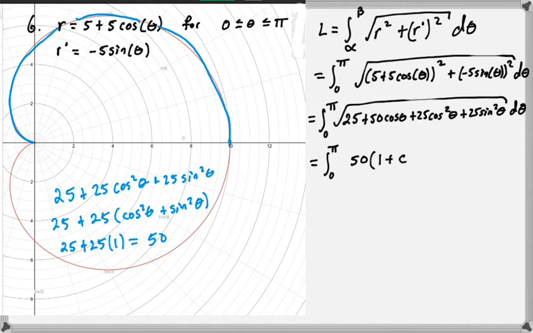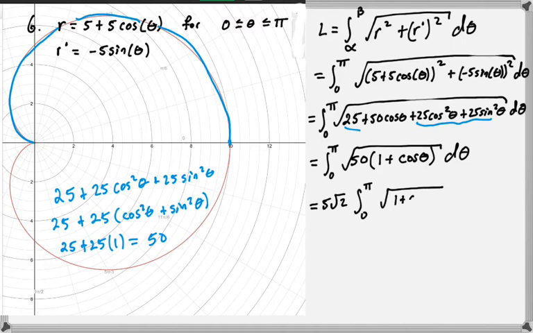So we've taken care of the 25 and the 25 cosine squared plus 25 sine squared. What's left is 50 cosine theta and 50. So factor out the 50, and we have 50 times the quantity 1 plus cosine of theta, d theta. We can take the 50 out of the radical, so the square root of 50 would be the square root of 25 times the square root of 2, so that gives us 5 root 2 times the integral from 0 to pi of the square root of 1 plus cosine of theta d theta.